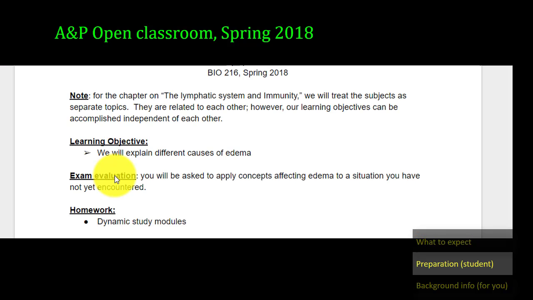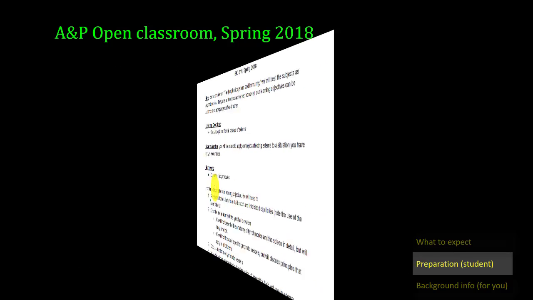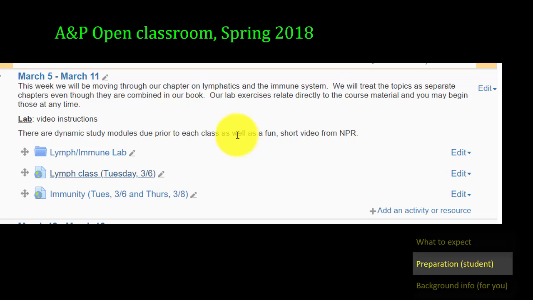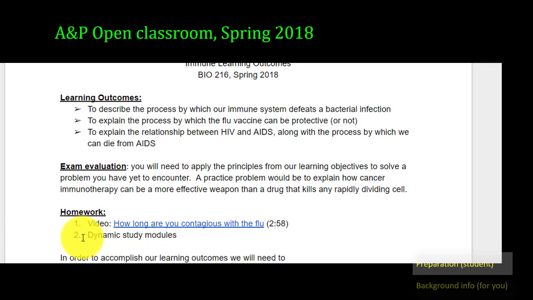For the lymph class, we have a single learning objective, which is explain the different causes of edema. It has the homework that's going to be due. This is what the quick quiz will be on. And then what we're going to go through. If you're coming to Thursday's class, we'll be talking about the immune system. And for the homework, we have not only the dynamic study modules, but a quick video from NPR. It's kind of cool, timely, about the flu.